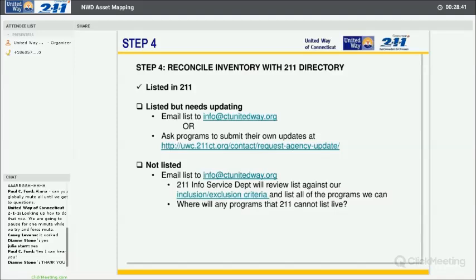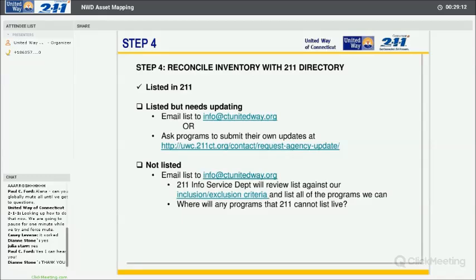And then the fourth step, really, once you have a solid foundation to your inventory, is looking at that inventory of community resources and reconciling it with the 2-in-1 directory. So if you find resources that are important to you, that are in your inventory, that are listed in the 2-in-1 database already, well, that's great. There's no further reconciliation or next steps that need to happen necessarily with those.